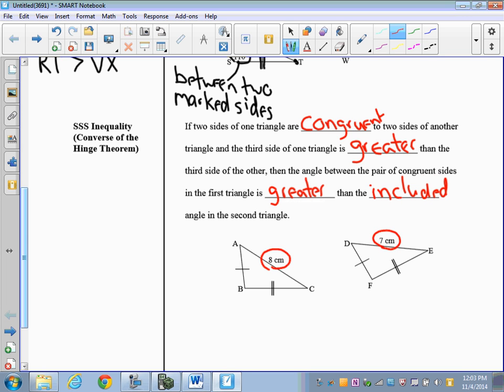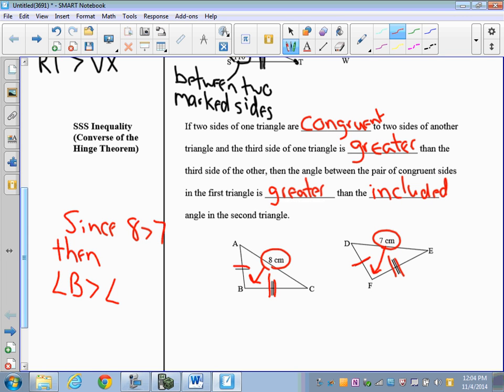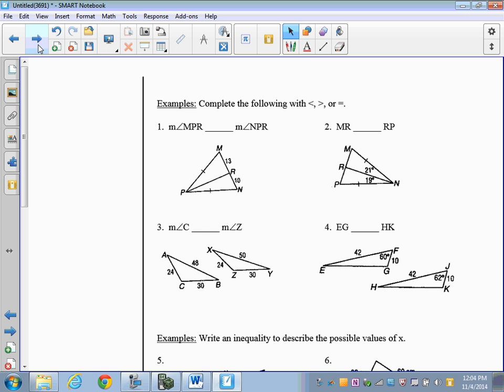I have 8 and 7, and I have an included angle right here. So since 8 is greater than 7, then angle B, which is across from 8 centimeters, has to be greater than angle F, which is across from 7 centimeters. Again, a pretty simple concept, and I think all of you should be able to see that F's acute, and it looks like B could be a right angle. So the visual helps a lot with this as well.